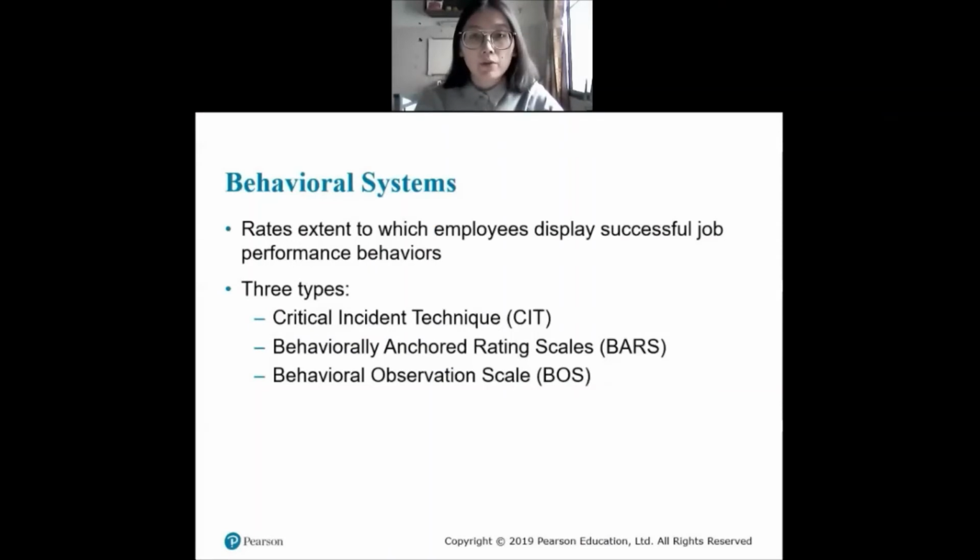So now I will continue to explain the behavioral systems. Behavioral system rates attention to each employee. It displays successful job performance behaviors. So here are the three main types of behavioral systems. The first one is critical incident technique, behaviorally anchored rating scales, and the last one is behavioral observation scales.